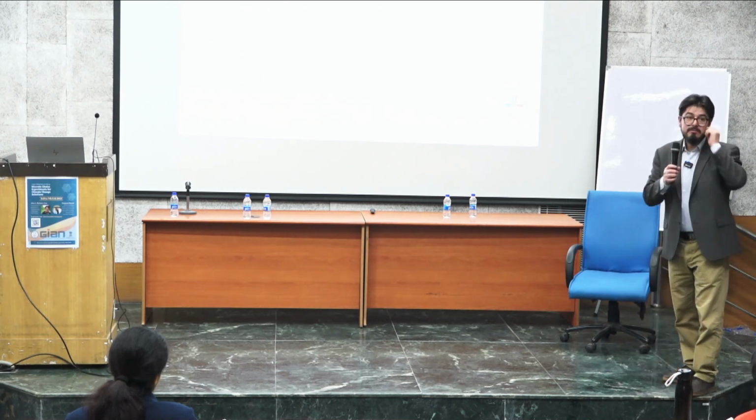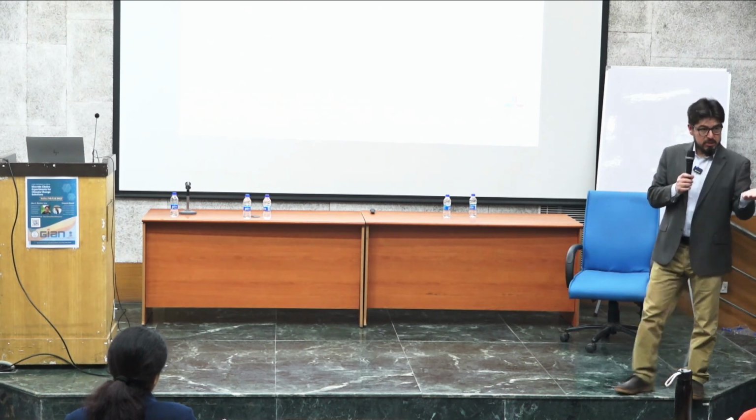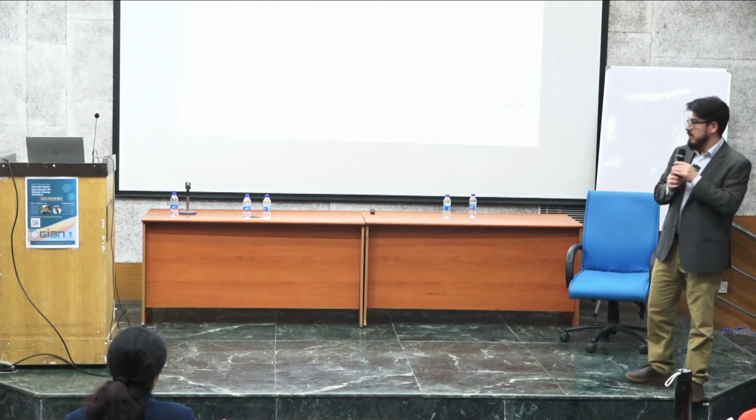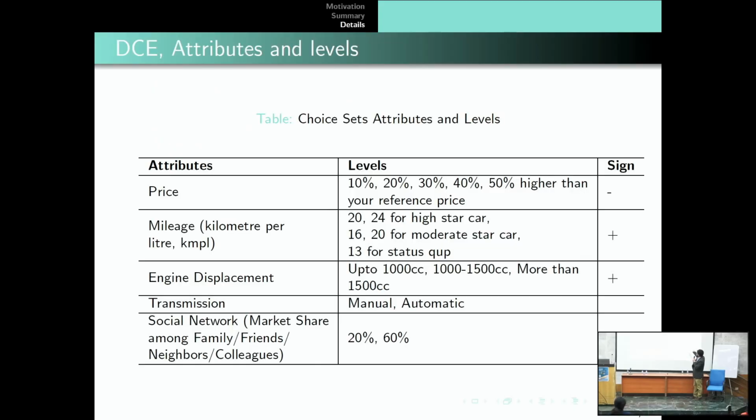Now, we did something that is very innovative that I really recommend you to keep in mind. For those of you who already know impact evaluation, you might already know discontinuity design. Well, what we did was the following. When we presented people the high star label, we varied mileage between 20 and 24 kilometers per liter. But when we presented them the moderate star car, we presented mileage that goes from 16 to 20.